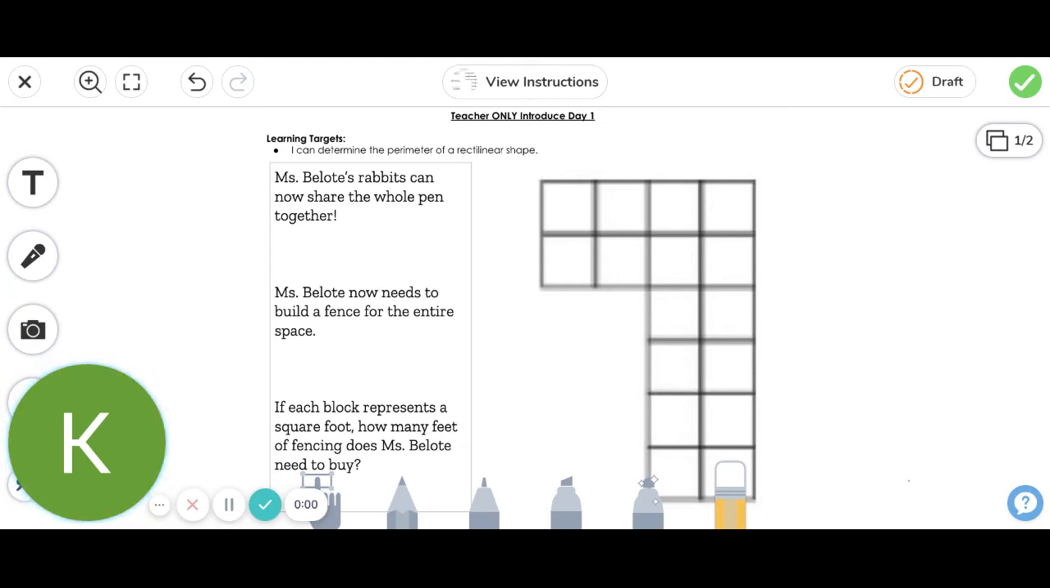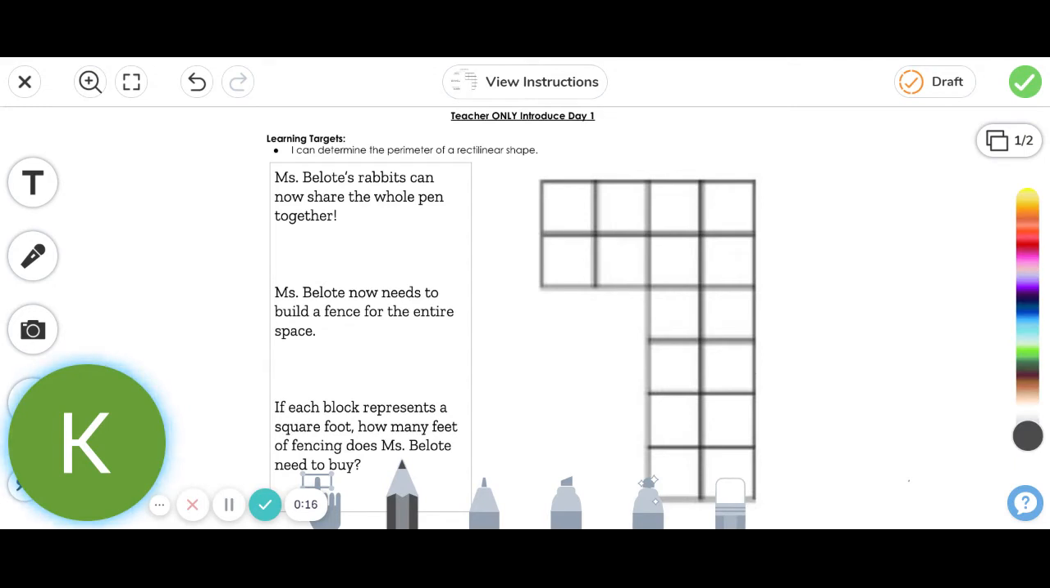Let's take a look at the following problem. Miss Belote's rabbits can now share the whole pen together. Miss Belote now needs to build a fence for the entire space. If each block represents a square foot, how many feet of fencing does Miss Belote need to buy?